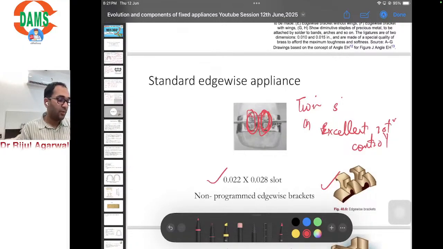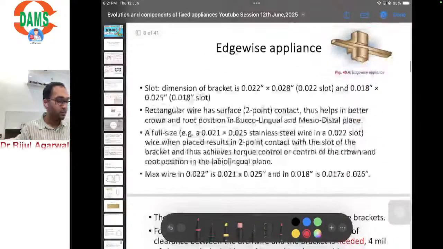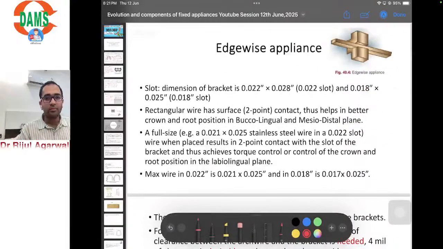And slot dimension I've already mentioned. There are two slot dimensions, or two types of brackets, available in the market: 0.022 or 28 into 28. We just call it the O22 slot, and next is the O18 slot. Next, the rectangular wire contacts at 2 points, so 2-point contact provides much better control over the crown and root position.